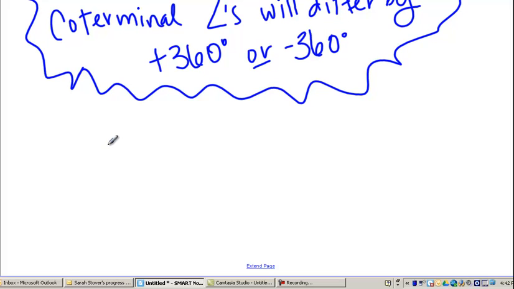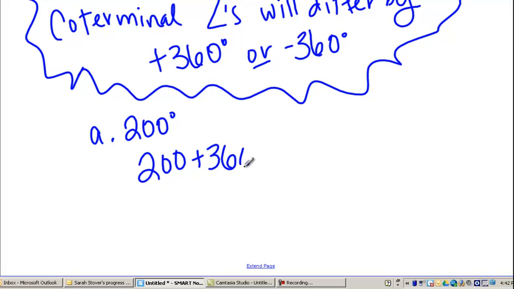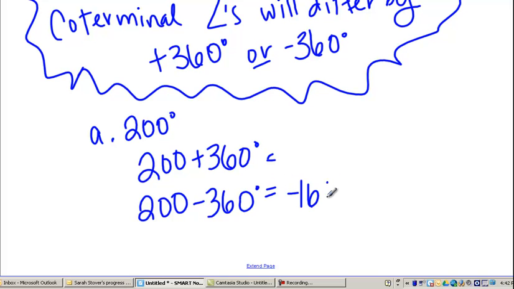So if I asked you to find a positive and a negative coterminal angle with 200 degrees, you're going to say 200 plus 360, and you're going to say 200 minus 360. So we get negative 160 degrees, and we're going to get positive 560 degrees. These are all coterminal with that term right there. Okay.